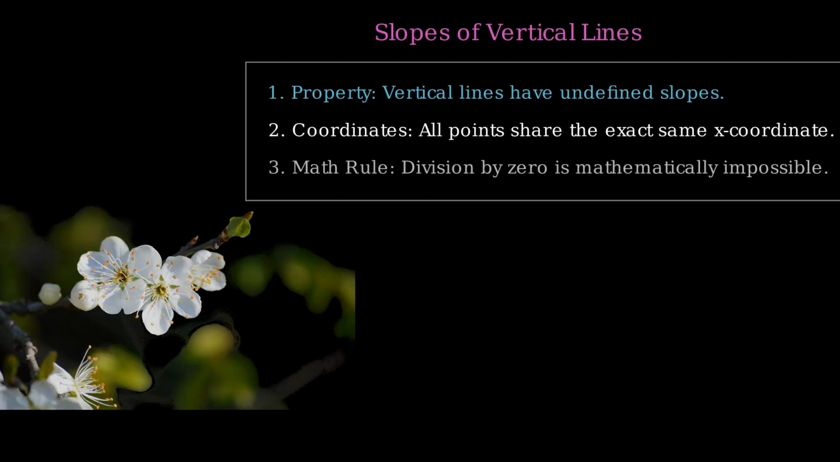Vertical lines are parallel to each other, but they have a very unique property. Their slopes are completely undefined. Let's explore algebraically and geometrically why the slope of a vertical line cannot be defined.